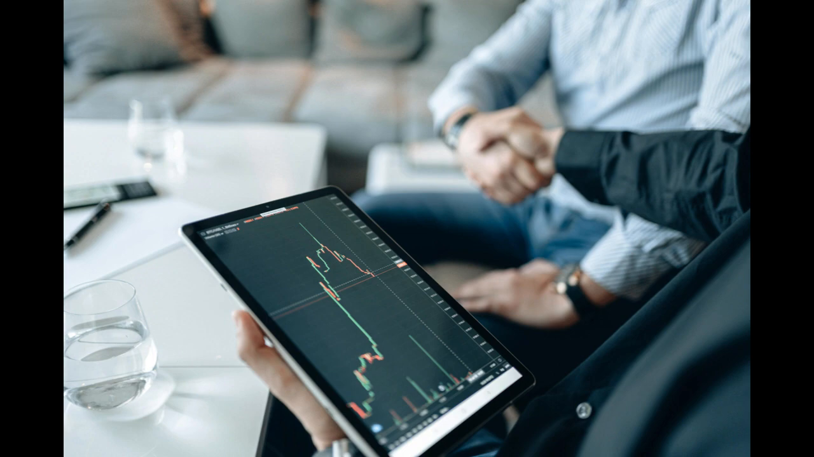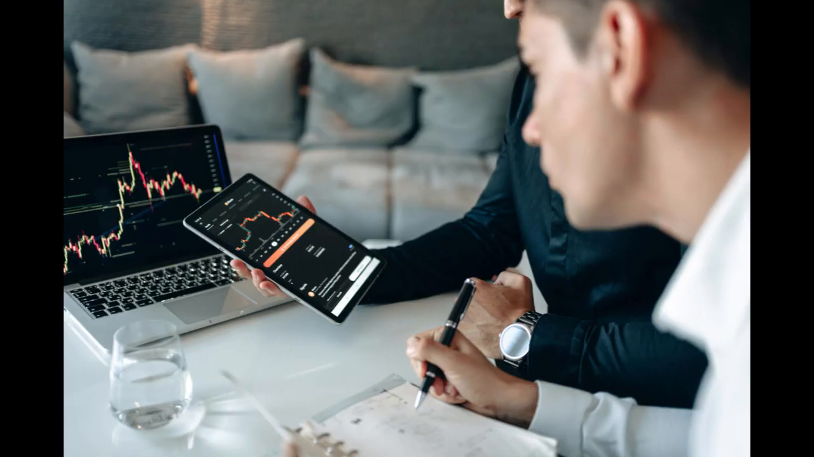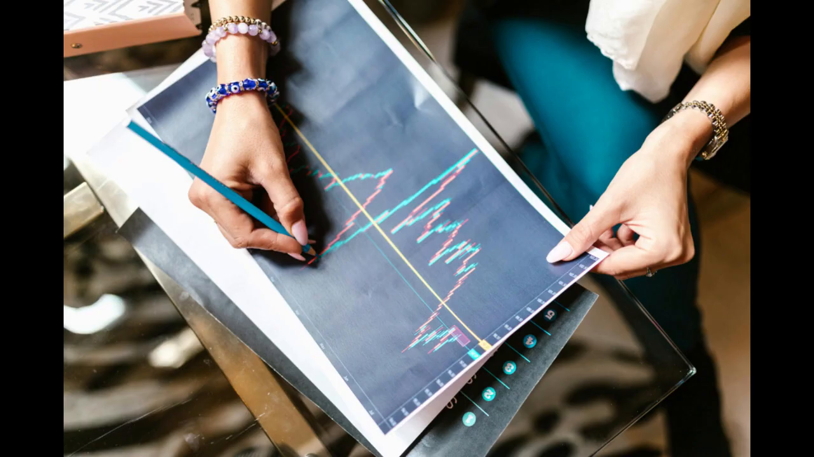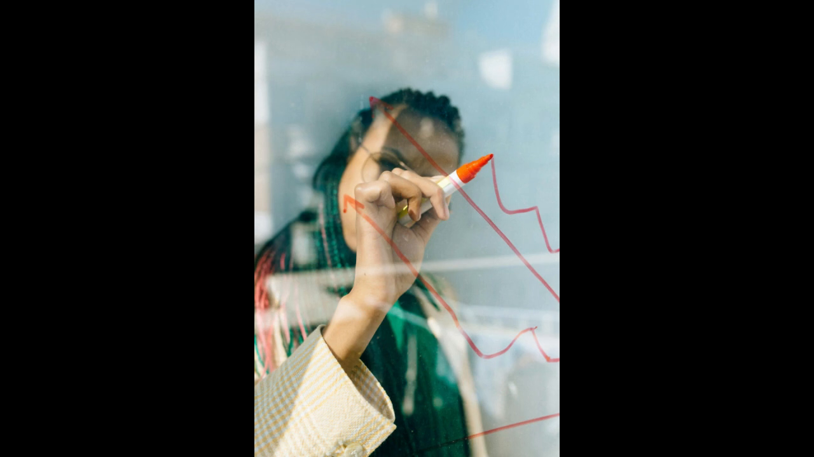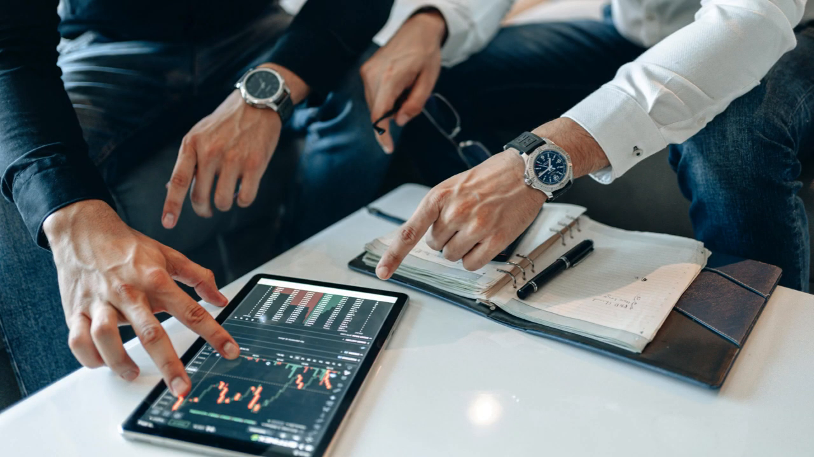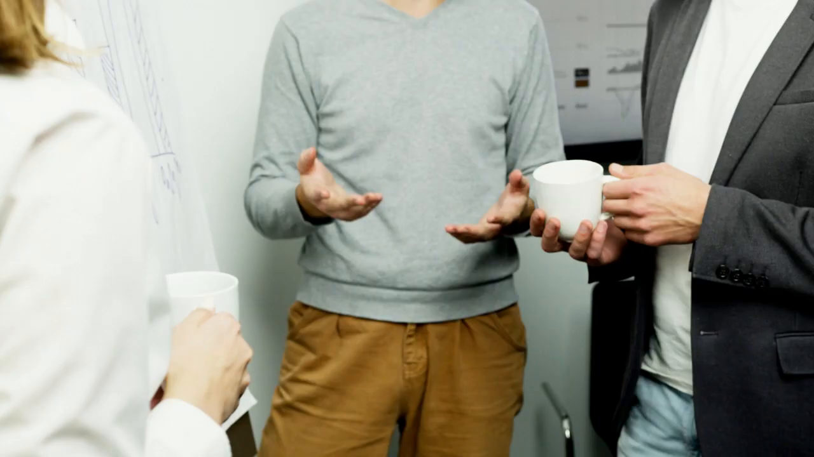7. Implement risk management. Protect your trading capital by implementing effective risk management techniques. Use stop-loss orders to limit your losses on each trade, and never risk more than a small percentage of your account balance on any single trade. Diversify your trading portfolio to spread risk across different currency pairs.